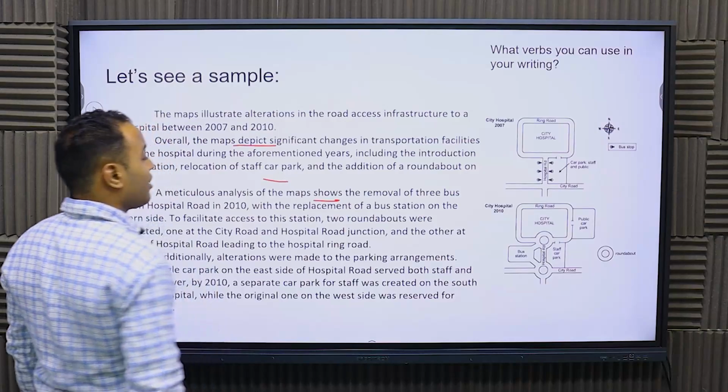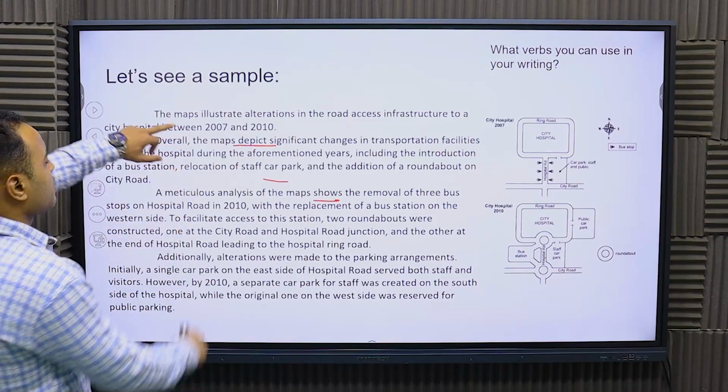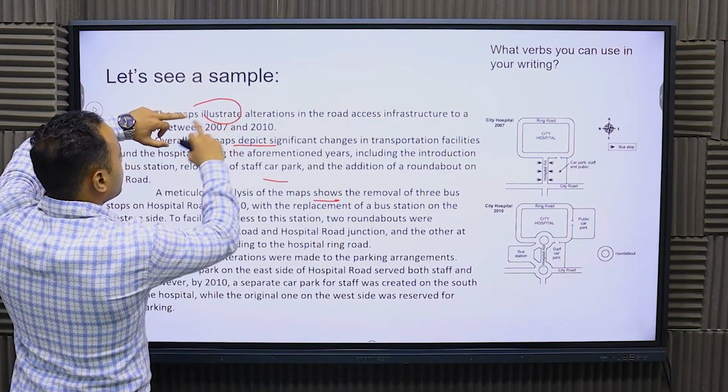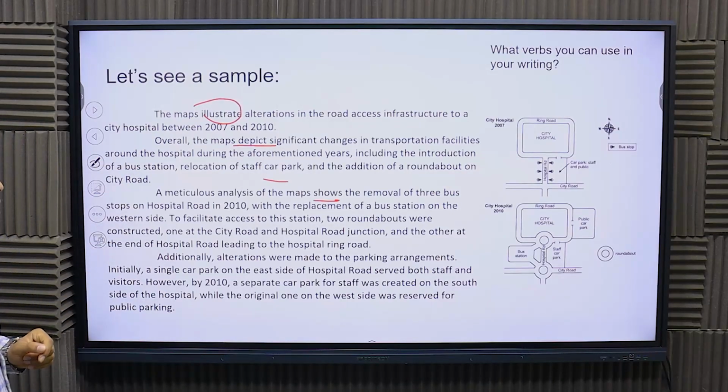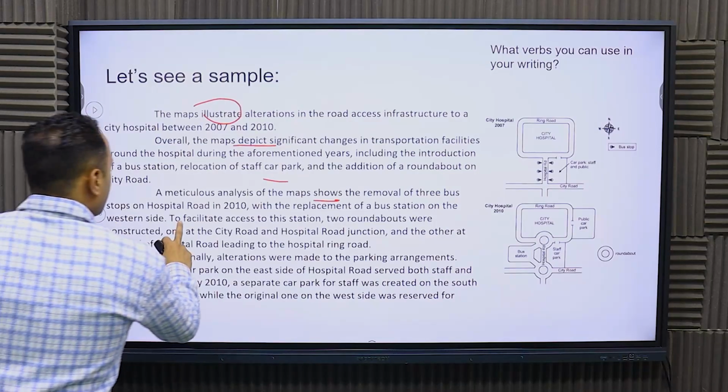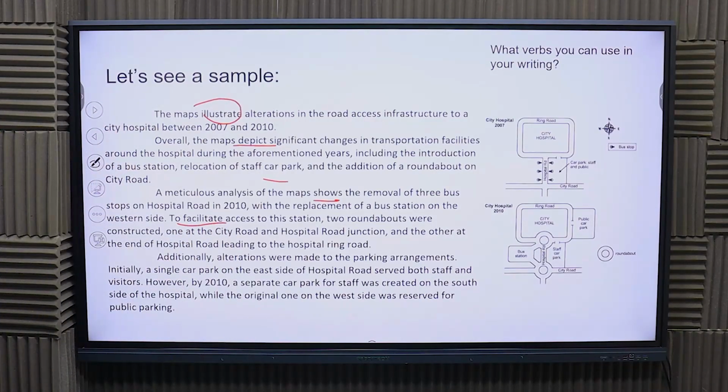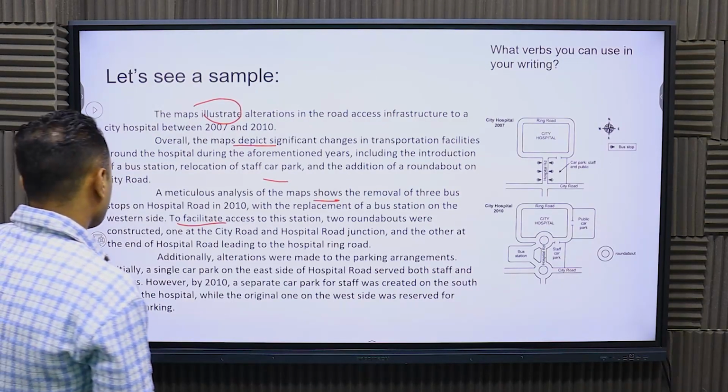Shows is very simple, but still, it's good because it's not really appreciated if you would use illustrate 2 times. You can use highlight, shows, it is appearing. All these are better than using the same word twice in the IELTS exam. Yeah, facilitate, which makes something easy, okay, to facilitate access, to make access easy to the individuals.